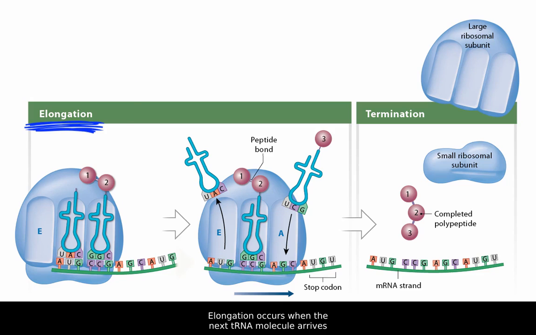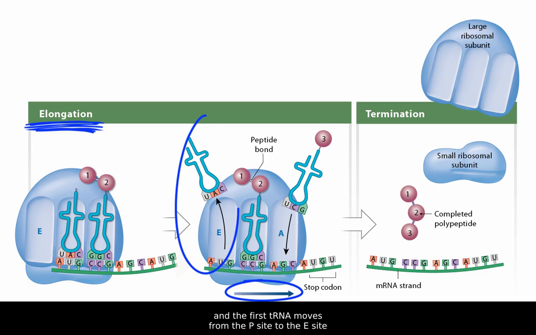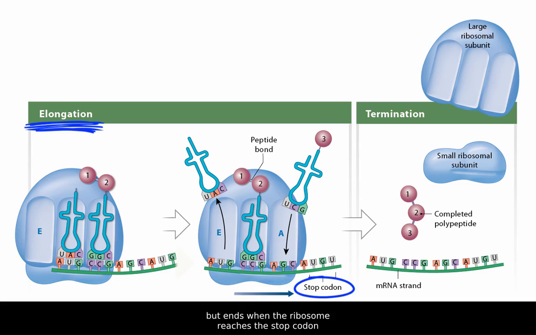Elongation occurs when the next tRNA molecule arrives at the A site, here, again binding anticodon to codon. The adjacent amino acids form peptide bonds, the ribosome moves farther along the mRNA strand, and the first tRNA moves from the P site to the E site and is released into the cytoplasm. Elongation continues as perhaps hundreds of amino acids are sequenced, but ends when the ribosome reaches the stop codon at the end of the mRNA strand.